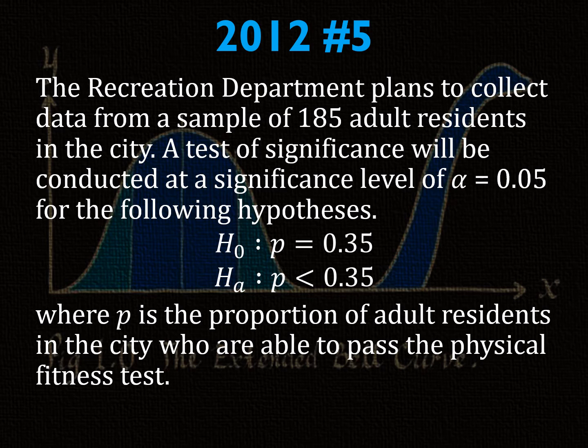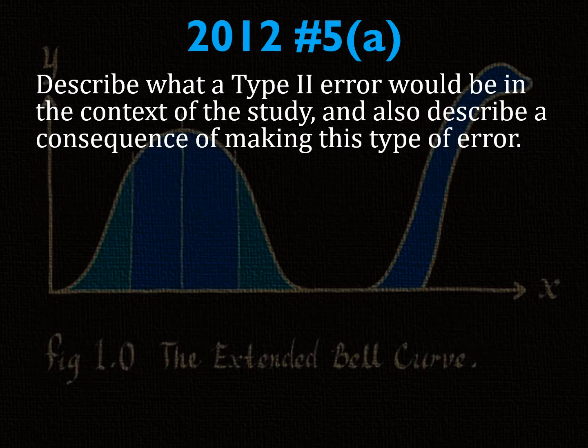A test of significance will be conducted at a significance level of alpha equals 0.05 for the following hypotheses. The null is p equals 0.35. The alternative is p is less than 0.35, where p is the proportion of adult residents in the city who are able to pass a physical fitness test. Part A, describe what a type 2 error would be in the context of the study and describe what the consequence is of making this type of error.